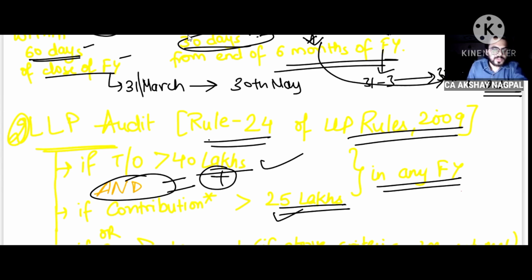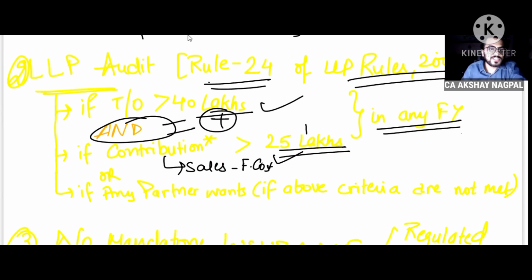Contribution here means sales minus variable cost. I hope you have read it in your SCMPE chapter. So these two conditions need to be satisfied in order for the LLP to get itself audited. And the second point: if neither of the conditions is satisfied, then the partners can get the LLP audited without any condition, without any criteria. So that's the second point.